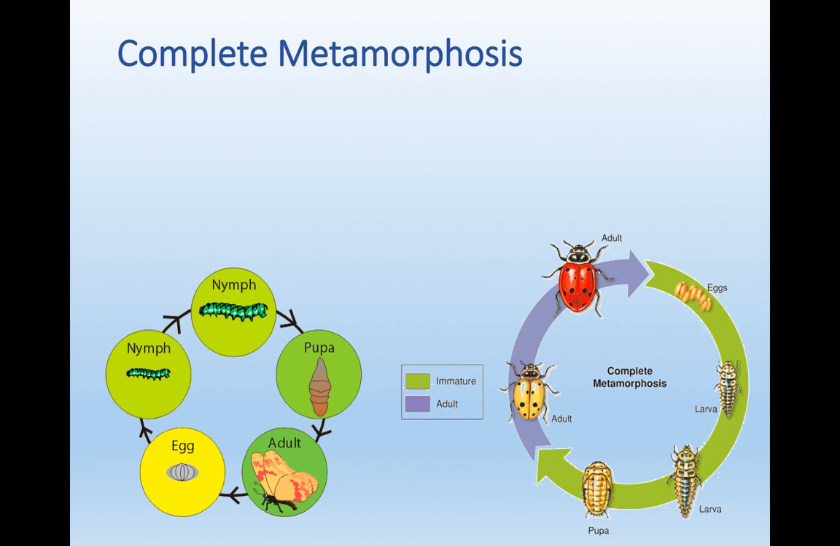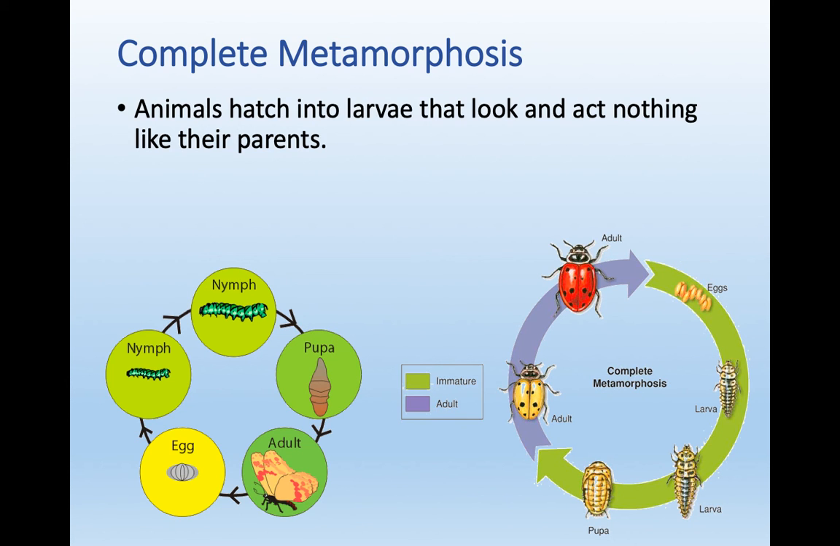Complete metamorphosis, however, if you were to compare the adults versus the immature forms, you would see that they are very, very different, not only in terms of appearance, but also the way that they behave, maybe possibly the type of food that they will eat, the way that they move around. A lot of insects that mature by complete metamorphosis, their adult forms have the ability to fly, whereas their immature forms do not.